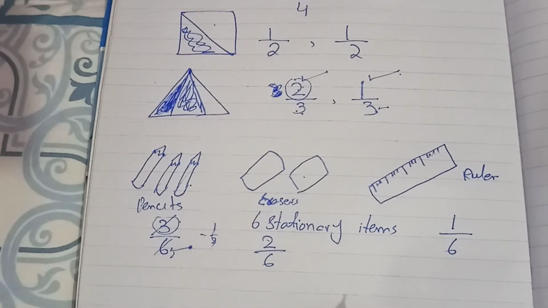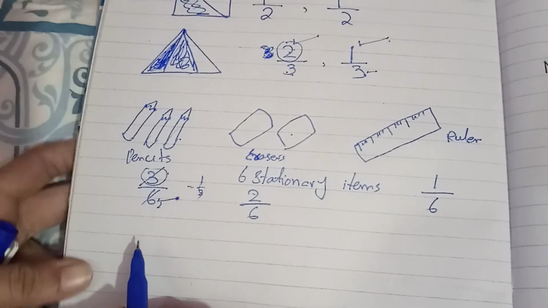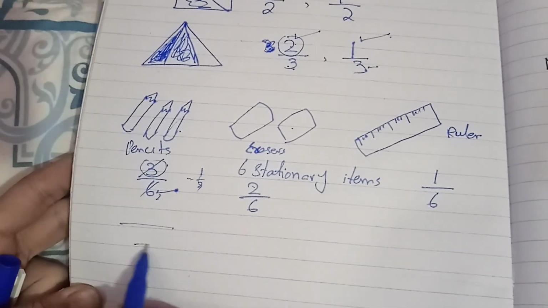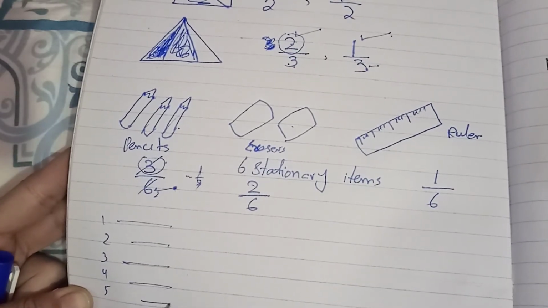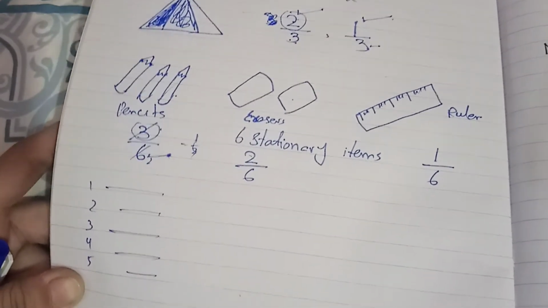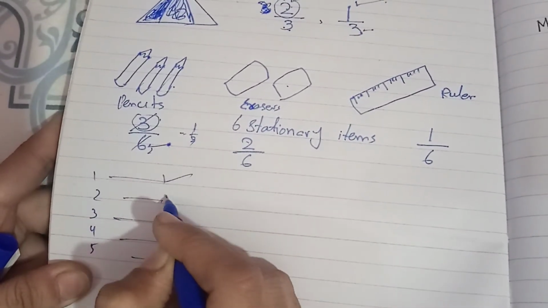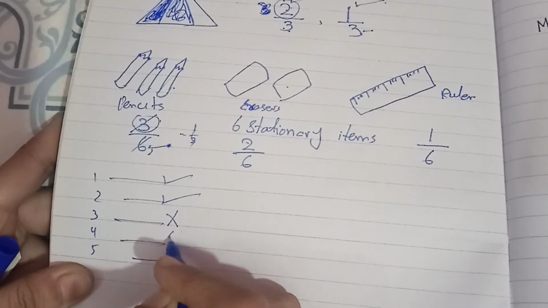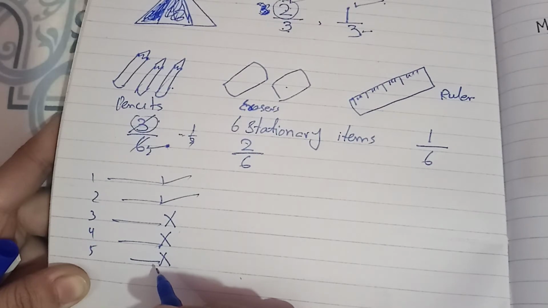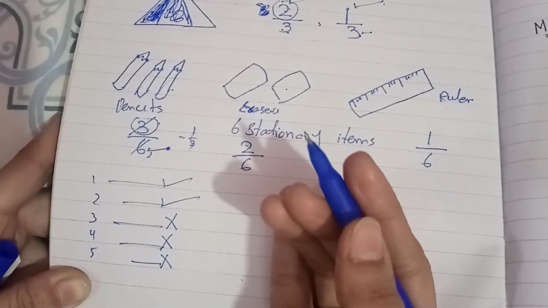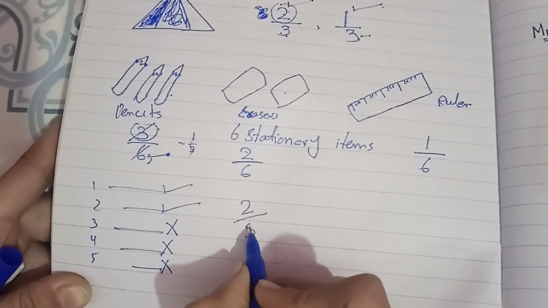Sometimes in the exam, some questions are there, like we have 1, 2, 3, 4, and 5 questions. Out of these 5 questions, we have done 2 right and the remaining 3 wrong. So how can we show how many questions we have done right? We can show it like this.